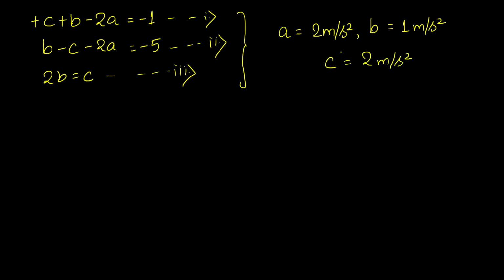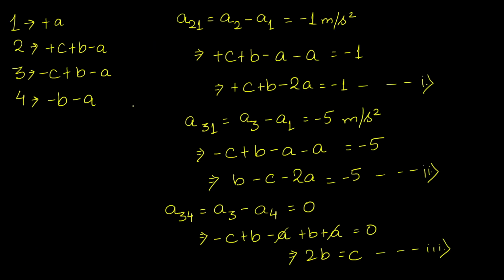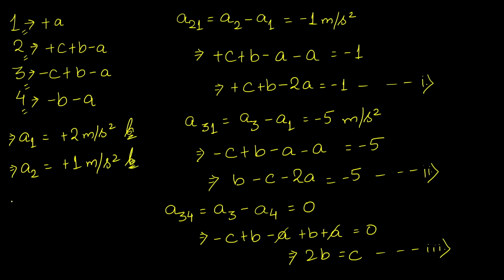And since now we know the values of a, b and c, on putting the values over here, we can easily find the accelerations of 1, 2, 3 and 4. So let me write over here, acceleration of 1 is equal to plus a, and a is already 2 meters per second square, so plus 2 meters per second square. That is the answer for a1. For a2, that is plus c plus b minus a. If you calculate that, you will get plus 1 meter per second square. That is the answer for acceleration of 2.